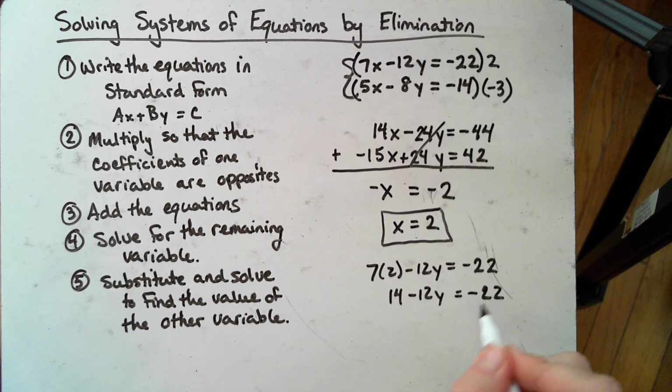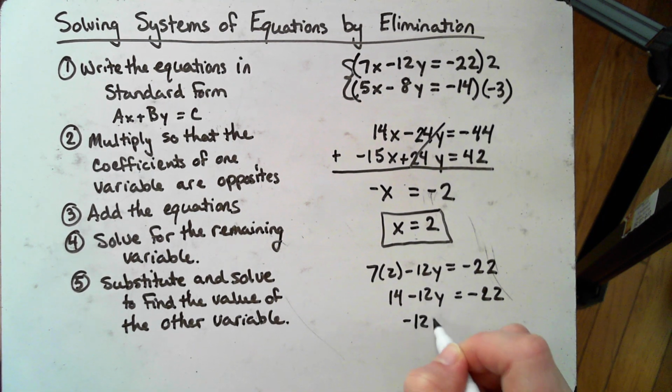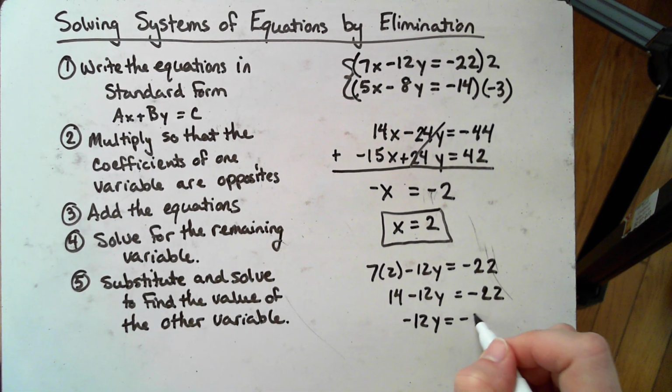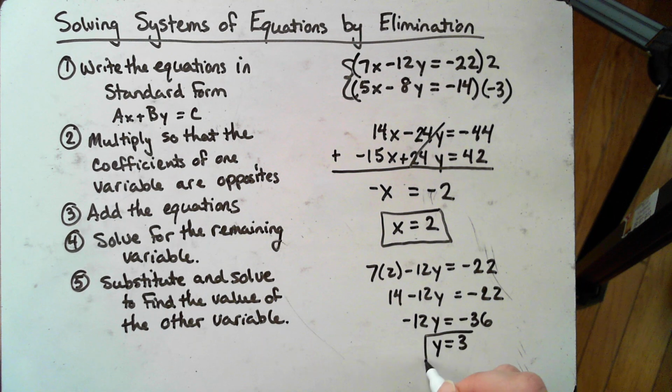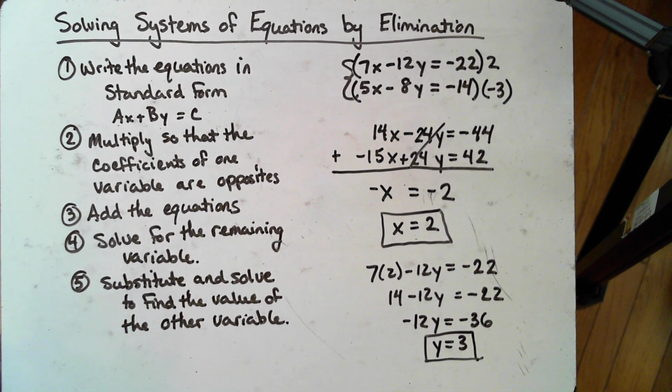I'll subtract the 14 to get it to the other side. Negative 12y equals negative 36. And then I'll divide by negative 12. So y is 3. Okay, so x is 2 and y is 3.